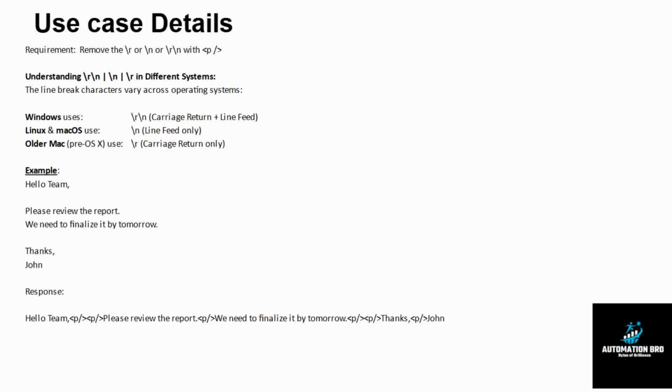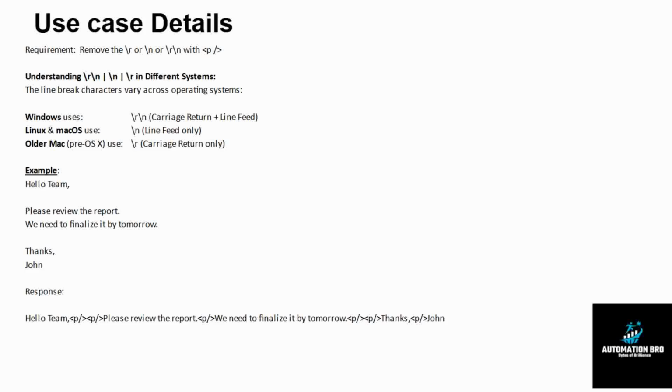Say we have: Hello team. Please review the report. We need to finalize it by tomorrow. Some layout. And thanks, John. That response has to be split into the specific paragraphs, remove the slashes and any new lines, and make it HTML compatible. This is done using our Workato formula.